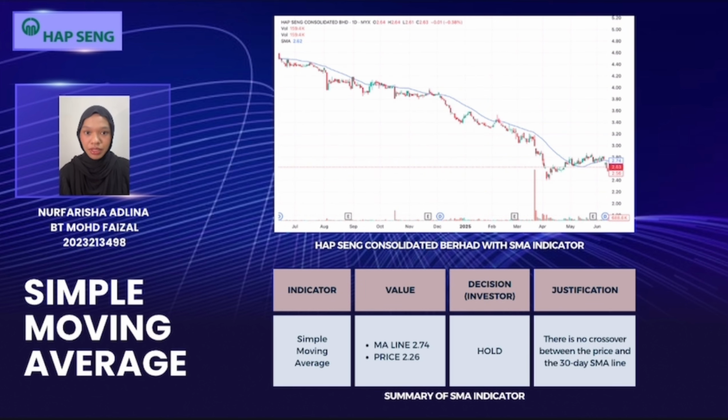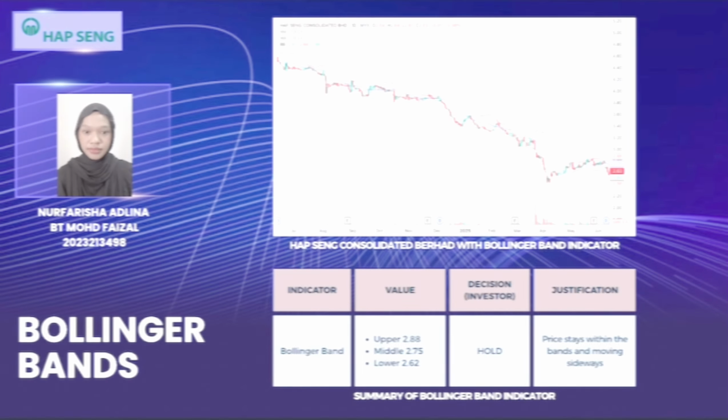No crossover between the price and the 30-day SMA line indicates continued downward momentum with the stock price consistently below the 30-day SMA line. Thus, the existing traders should maintain their position due to the downward movement, and moreover, the potential traders should wait for a valid crossover before buying, which is when price cross above the 30-day SMA line.